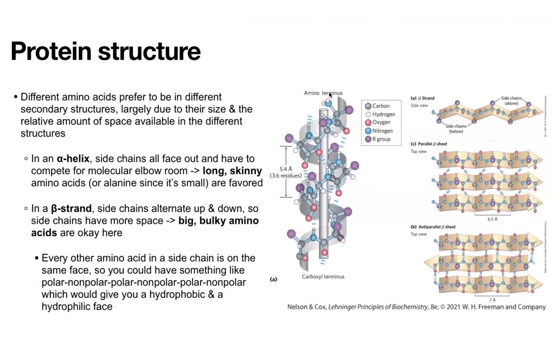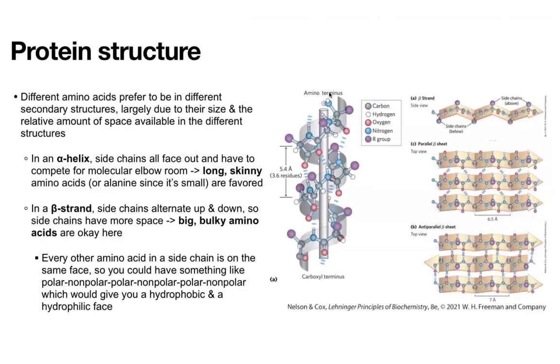Or if you have something that's just big and bulky like tryptophan, those want to be very happy in an alpha helix because they don't have room. But if you have something like lysine or arginine, something that's long and skinny, well, now even though it's big in terms of how many atoms it has, that bulk is spread out in a long skinny form. And once you get far away, there's more room. So in an alpha helix, you want long skinny.